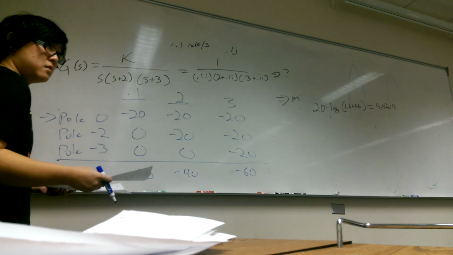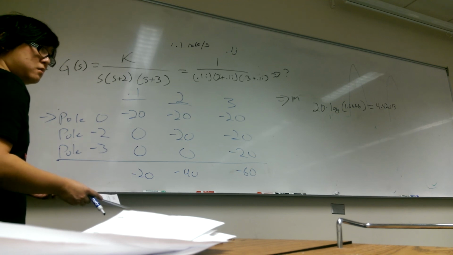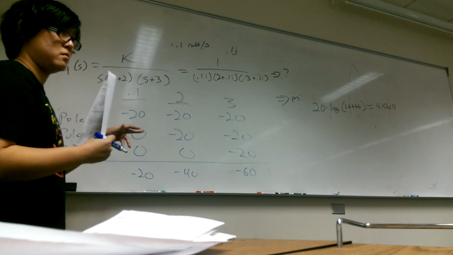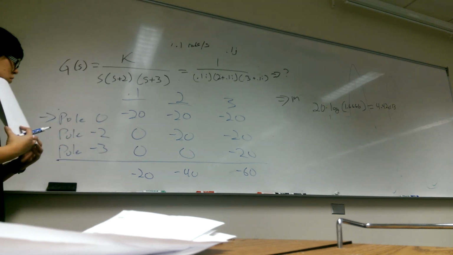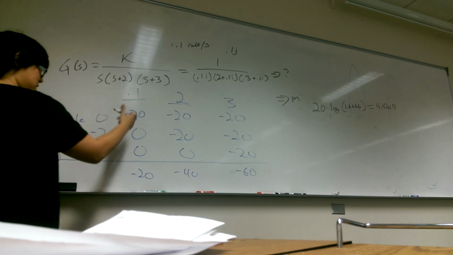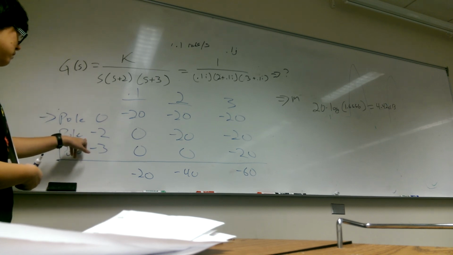Hey, Andy, could you explain more closely how you get each of those -20s? Like how do you know the pole at -2, the first one's 0, but then at 2 it's -20?